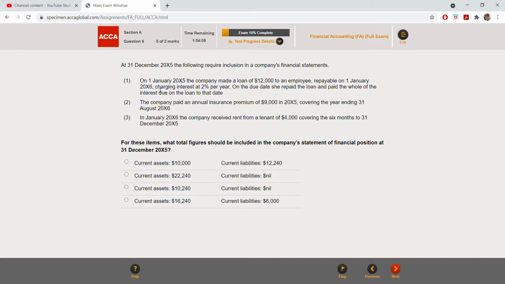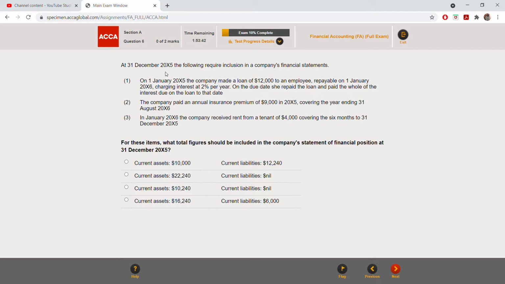When you are doing questions like this, you should know what comes in current assets, what comes in current liabilities, and then the amount. Then only you will be able to know. Sometimes current assets you might put in the current liability, or current liability stuff you might put in the current assets. That should not be done.